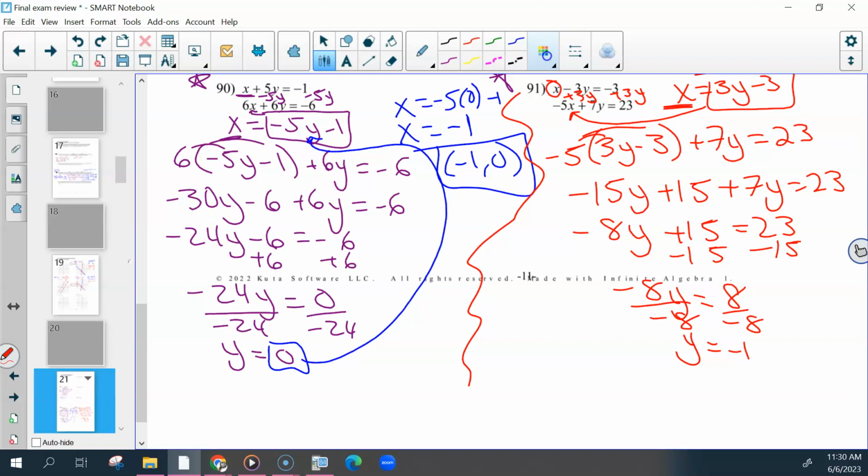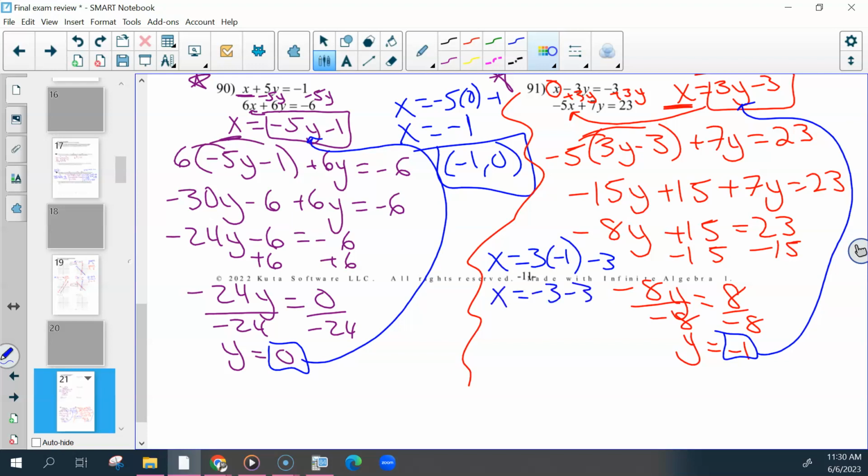And then you still have to go back and find x, so put that back in this original equation and figure out what x is. We get -3 minus 3, or -6. So -6, -1 would be the final answer. Do you have questions on that or other questions on this page? If not, go on to the next page.